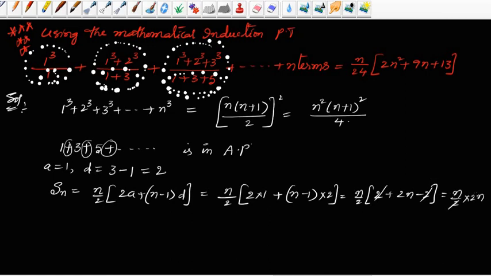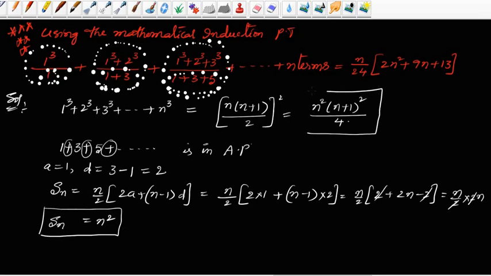Now n and 2 cancel. Now the final answer should be n square. Observe that this value n square is the denominator of the last term. Here this value is the numerator of the last term. That means nth term numerator is this, nth term denominator is this one. So now we can substitute the nth term here.